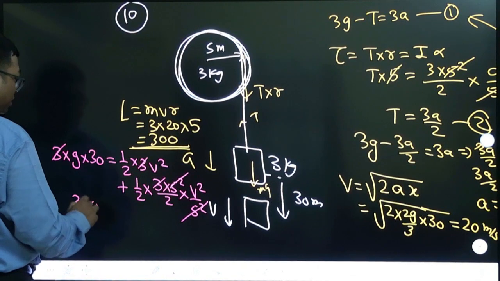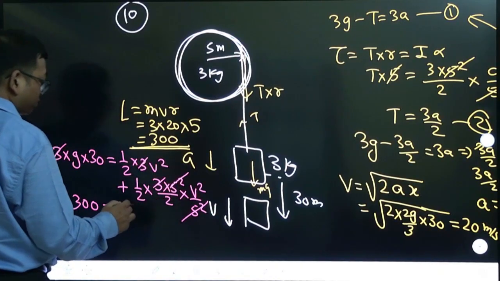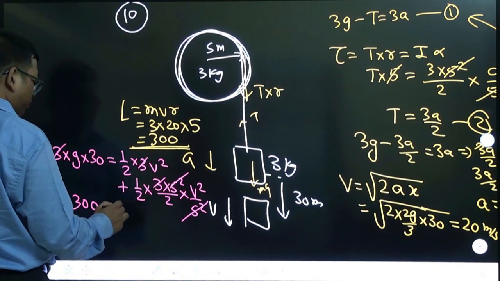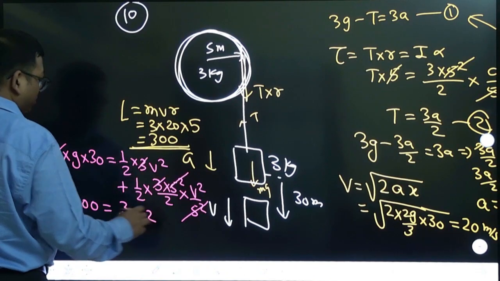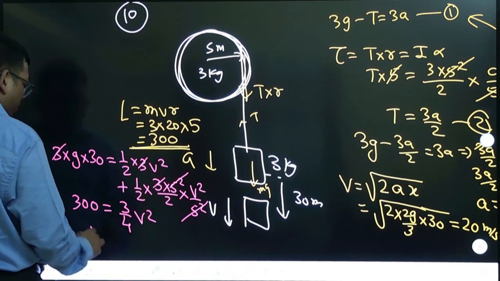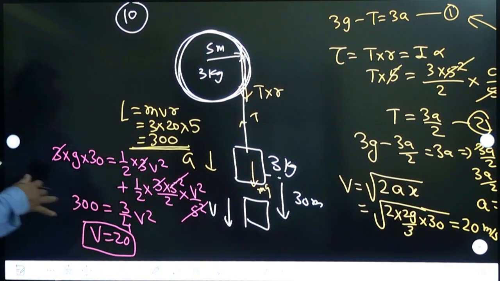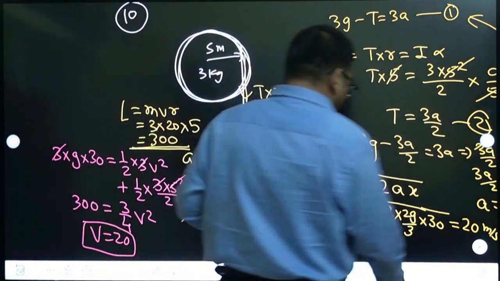This becomes 300, and here v square by 2 and v square by 4. So v square by 2, so 3 by 4 v square. So 400. Yes, this is a better approach, I think. Energy concept will give fast calculation, you can do by energy concept. Okay, let us move next.